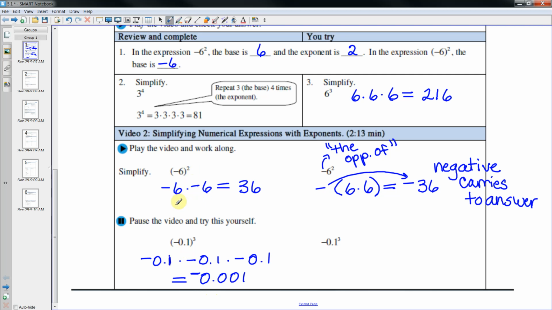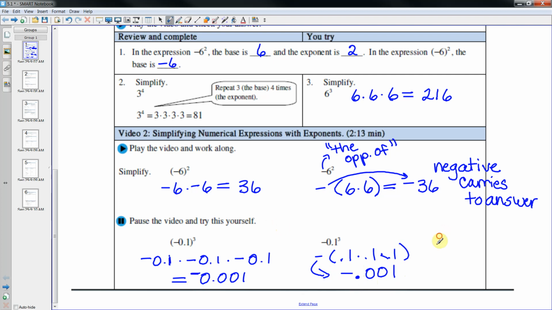On a squared one, when I carried the negative with it, I got a positive answer. So you're just going to have to watch it. And we're going to learn more about that in a minute. So this means the opposite of 0.1 times 0.1 times 0.1. So that's again 0.001, but the negative is on the outside, so it carries to my answer. We got the same answer both ways.